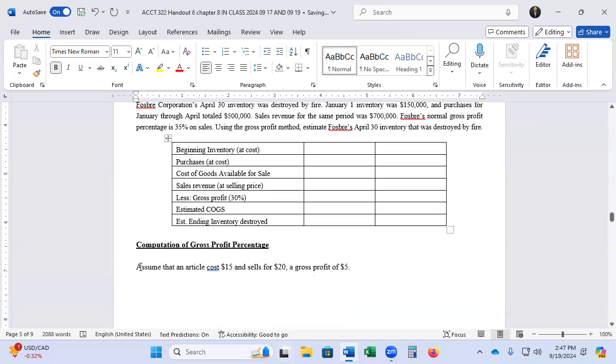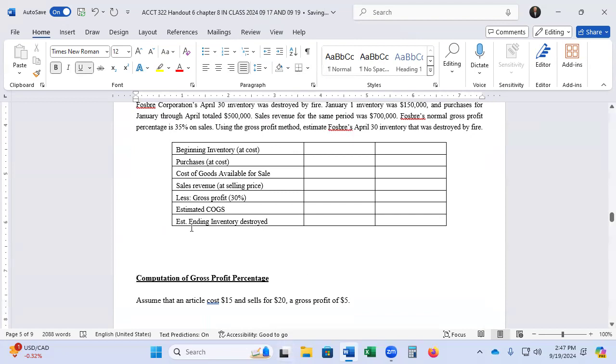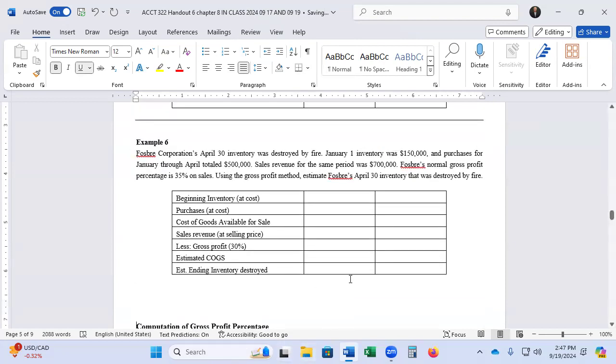Example 6. Fosber Corporation, on April 30th, had inventory destroyed by fire. January 1 inventory was 150,000. So we've got 150,000 as our beginning inventory. And then our purchases through the end of April totaled 500,000. And so we have a total cost of goods available for sale of 650,000.